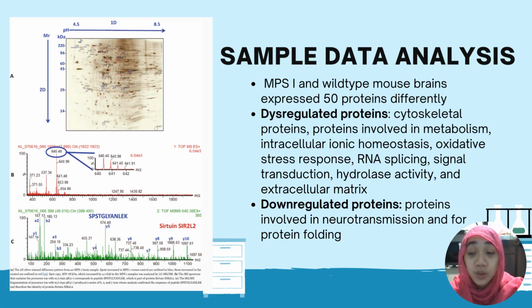2,055 protein sites in total were compared. Of them, 25 locations with 50 distinct proteins and a fold change of more than 3.5-fold and a p-value of less than 0.05 were identified using nano-LC MS. The MS spectrum of protein 1351, sirtuin SIR2L2, is displayed in the figure presented. Figure A is the MPS1 brain sample's 2D silver stained difference pattern. Spots that are increased in MPS1 compared to the control are highlighted in blue, while those that increased in the control are highlighted in red.